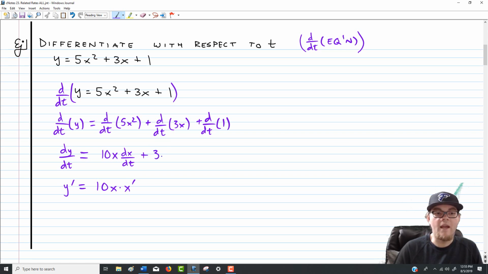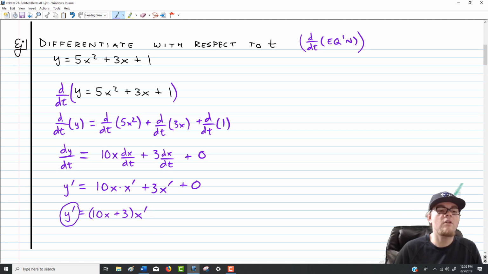Similarly, d dt of 3x is 3 times the derivative of x with respect to t, otherwise known as plus 3x prime. And then the last one is, of course, 0, because 1 is not changing very much. So from there, we now have our relationship. So writing this out a little bit more cleanly, we would get that y prime is equal to 10x plus 3 times x prime. And then what we'd have just done is we'd have now connected the rates of change for y and x, and they would have a single relationship.